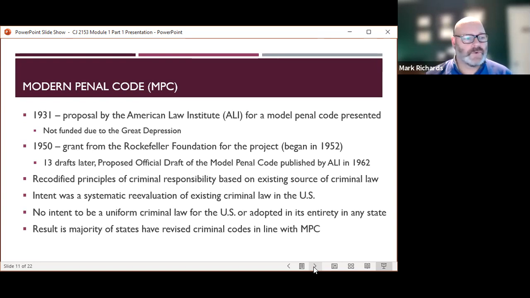What the model penal code did was it recodified principles of criminal responsibility based on the existing sources of criminal laws in our country. The intent of the model penal code was to be a systematic reevaluation of existing criminal laws in the United States. There was no intent for it to be a uniform criminal law for the US or adopted in entirety in any state. The result of the model penal code was that the majority of states have revised their codes in line with the model penal code.